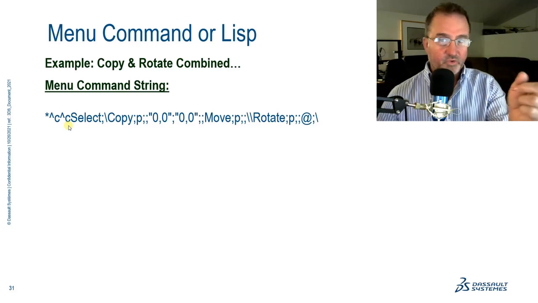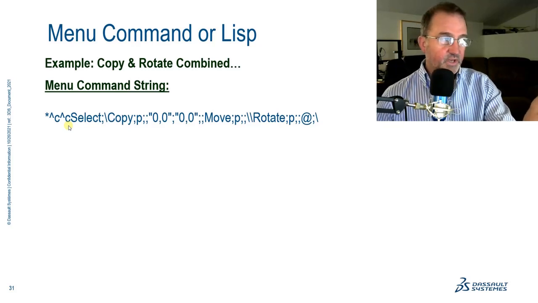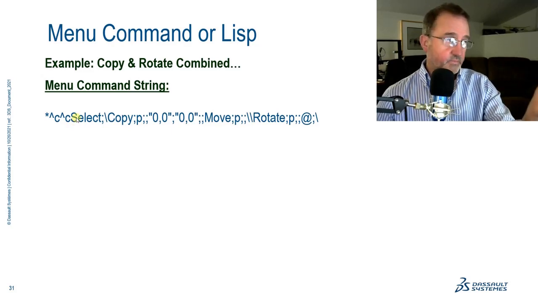So let me walk you through this sequence because I think it's interesting and it might be one you find useful, but it's just another example that I like to use to combat why I might not want to use a .NET program. So first I'll show you this in the menu macro language that we've talked about, and then I'll show you what it looks like as a Lisp routine.